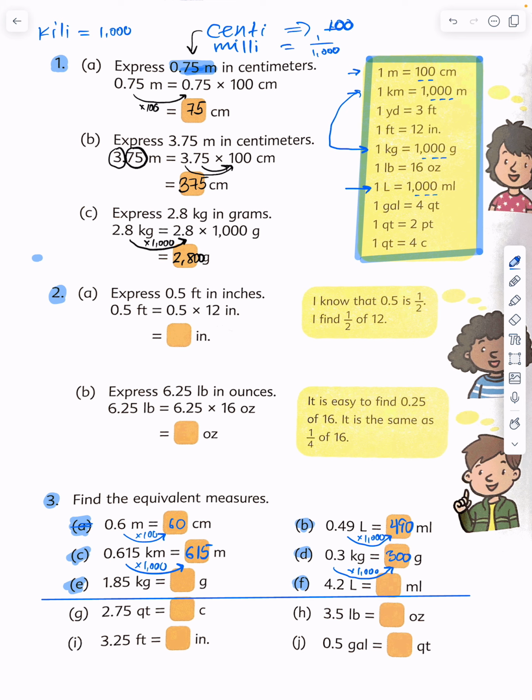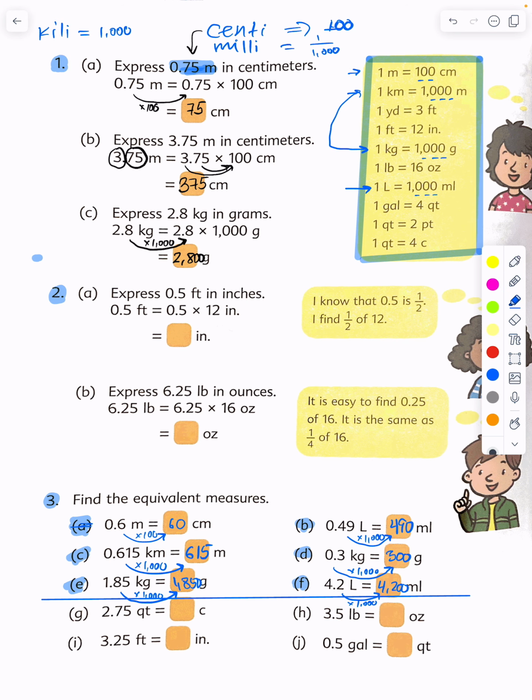It's 300 grams. And the final two examples, 1.85 kilograms. So we have 1 kilo and a little part of the second kilo. Again, kilo means 1,000. So we have 1,850 grams and 4.2 liters into milliliters. Remember, milli means 1,000 as well. So we multiply times 1,000 and it becomes 4,200 milliliters.